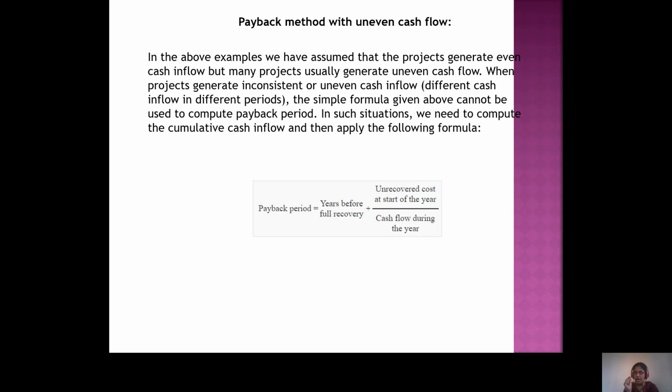Unrecovered cost: how much of the amount, the variation of the amount, you have to take. Cash flow during that year: after that, how much of the cash flow of that year you have to take. So payback period is equal to years before full recovery plus unrecovered cost at the start of the year divided by cash flow during the year.